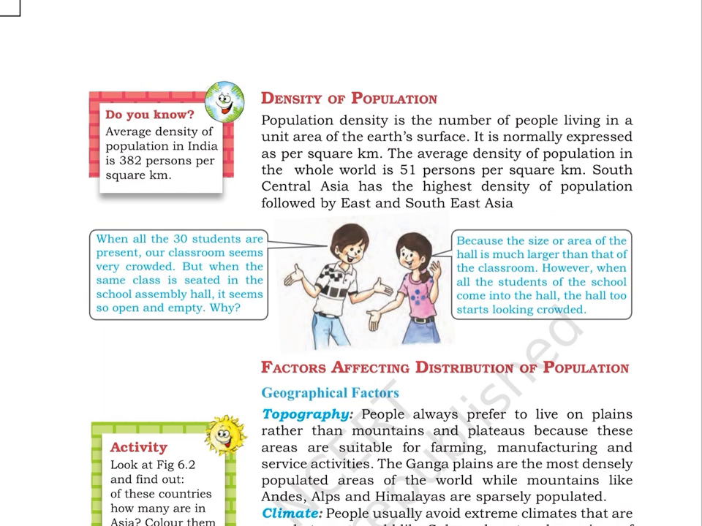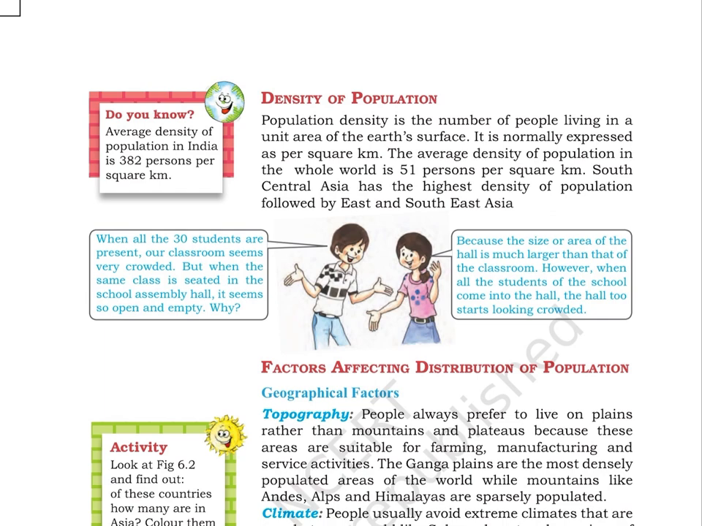In the middle of page number 6, there is a diagram of one girl and a boy. Here, the boy asks, when all the 30 students are present, our classroom seems very crowded. But when the same class is seated in the school assembly hall, it seems so open and empty. Why? Then the girl answers, because the size or area of the hall is much larger than that of the classroom. However, when all the students of the school come into the hall, it too starts looking crowded.